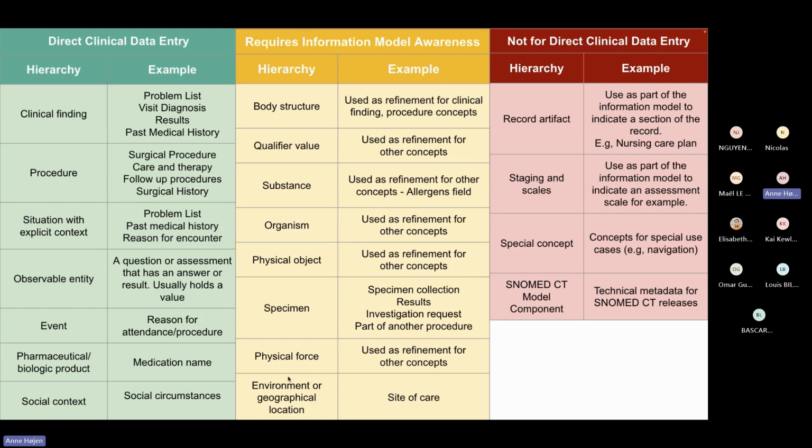And then we have the yellow ones here in the middle. For example, how is it you use a body structure? We also have a hierarchy for qualifier values. How do you use those, and substances, organisms? In order to use then these hierarchies and the concepts from these hierarchies in your implementation, you need to be very aware of how they are used in the information model.